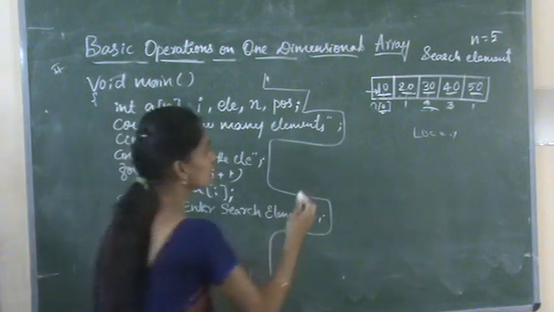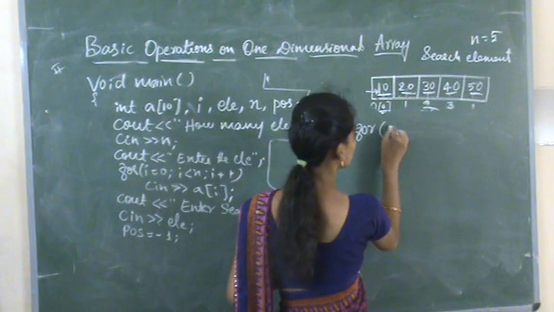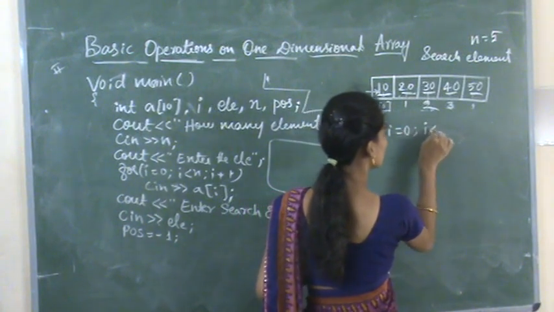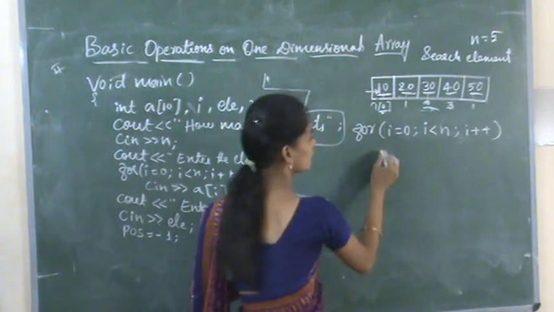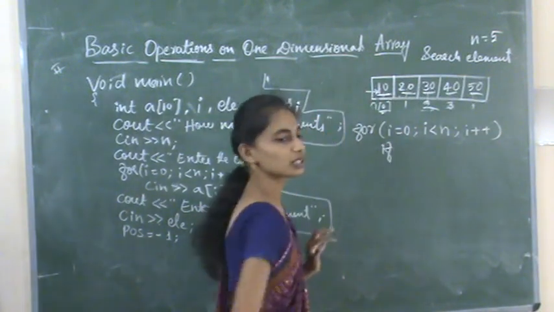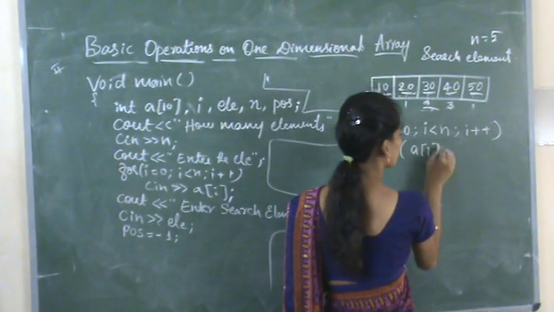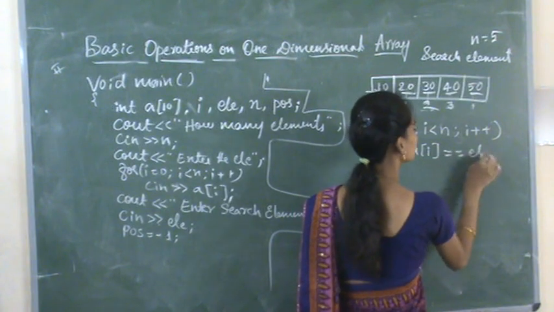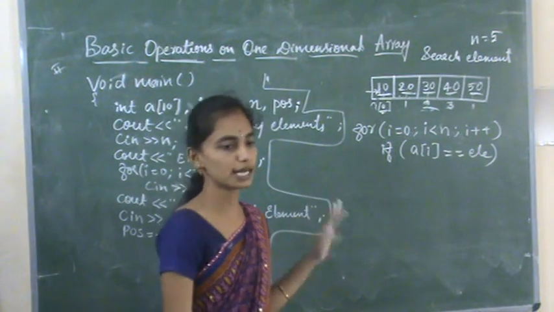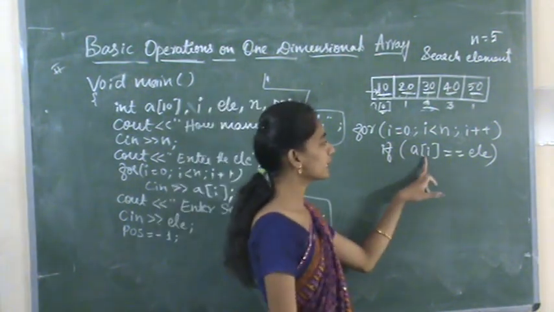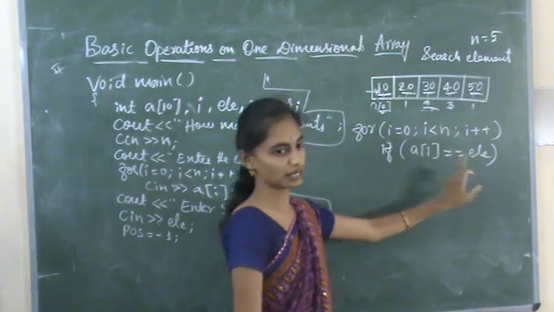The next step is the for loop, right? For I is equal to 0, I less than n, I increment. After this we need to check the condition: A of I is equal to ELE. If we interchange, no need to bother, both are the same. First we need to check each and every element against the search element. So first, A of 0 against the search element, right?